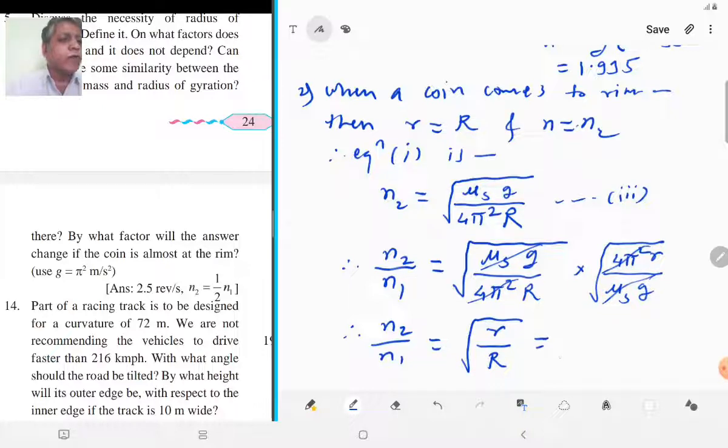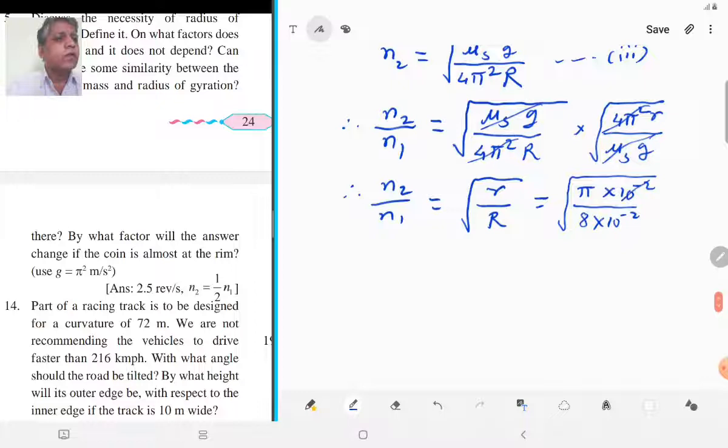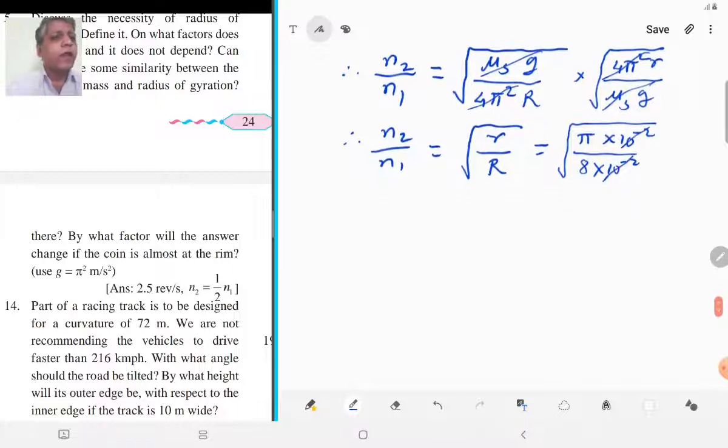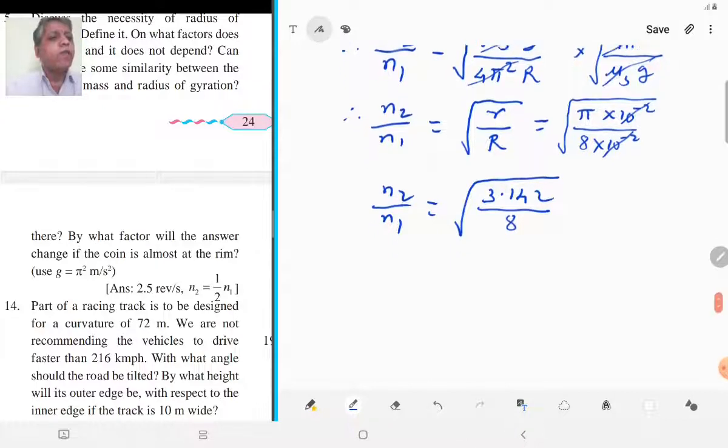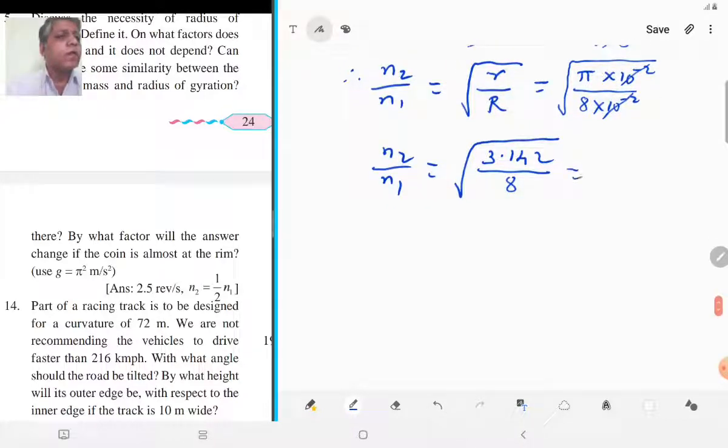After we substitute the values of small r and capital R, we get pi into 10 raised to minus 2 upon 8 into 10 raised to minus 2. The 10 raised to minus 2 cancel, and therefore N2 upon N1 is equal to square root of pi upon 8. The value of pi is 3.142. Now divide by 8.